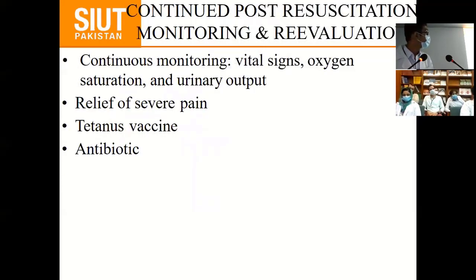After secondary survey, we must continue post-resuscitation monitoring and re-evaluate the patient. For continuous monitoring, we must check vitals, oxygen saturation, and urine output. For the patient, we must relieve his or her pain and give tetanus prophylaxis and antibiotics.